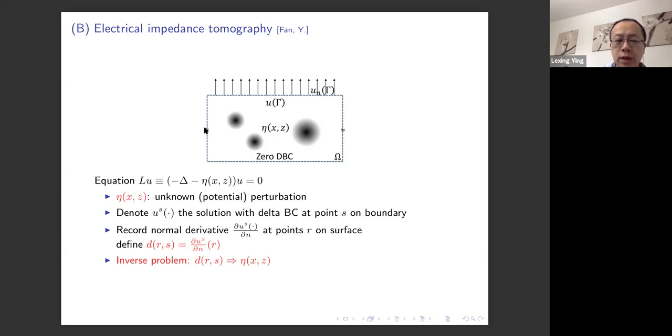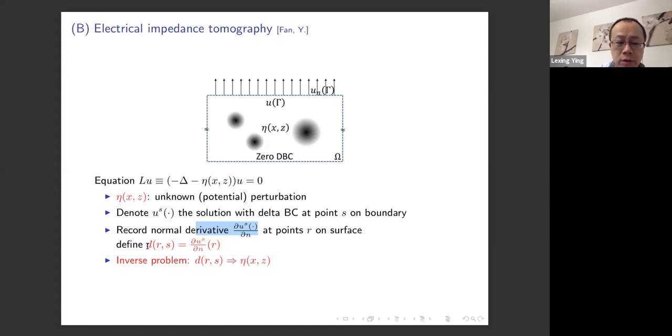For simplicity, I assume that the other boundary conditions on the other sides are periodic boundary conditions on left and right, and a zero boundary condition on the bottom. But that could be easily generalized as long as it's a rectangular domain. So we specify this boundary condition. And then, what is the boundary data we collect? The boundary data we collect is the normal derivative of the solution generated by this boundary condition at all the points on the surface.